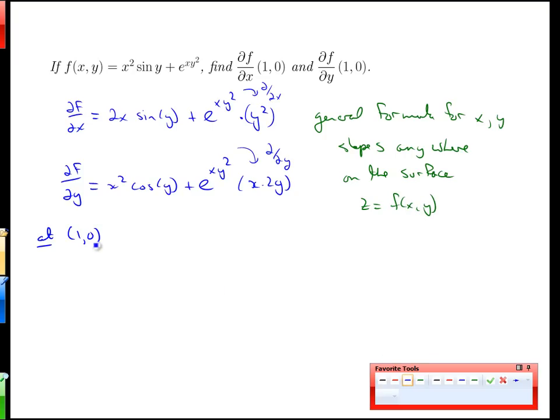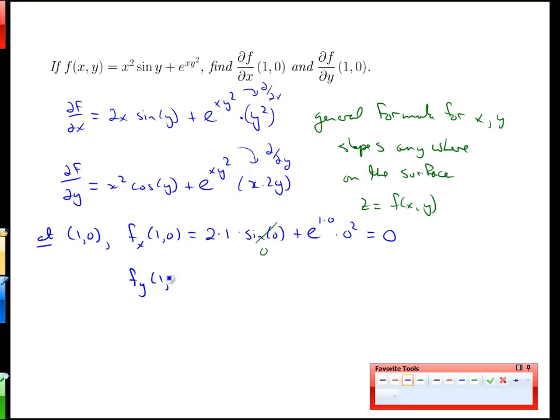Now we're getting the slope values at a particular point. So we just plug in the values 1 and 0. At 1 and 0, to make this clear, f sub x, the x derivative, and we'd often write it this way as at (1, 0), is going to be 2 times x is 1. Let's get this corrected here. x is 1, sine of y is 0, plus e to the 1 times 0 squared. And that, if we're careful, turns out to be a big whopping 0.